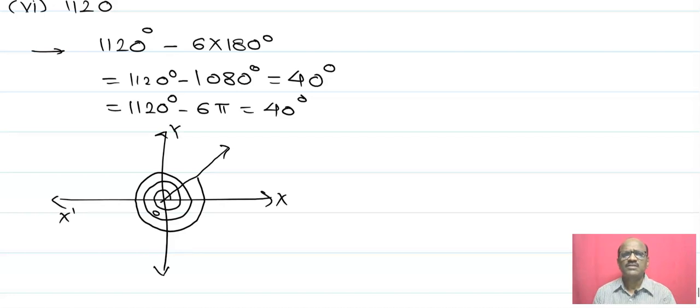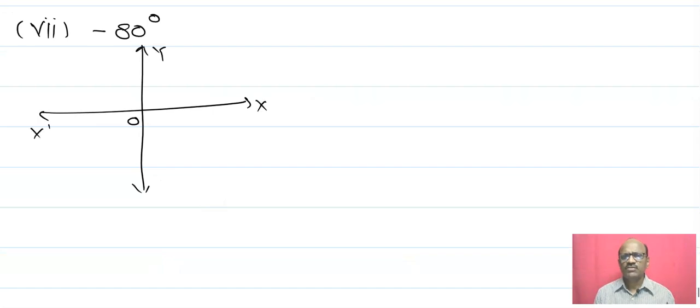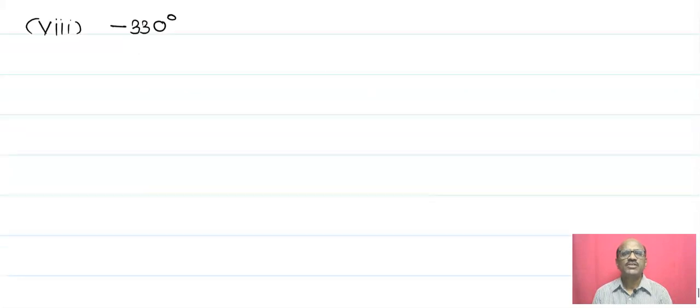Therefore, it comes in the first quadrant. I am writing in the fashion of, that is 180 into 6, that is 1080, and after subtraction it becomes 40. Now see this minus 80, it comes in the fourth quadrant. In clockwise sense, angle is negative. When the angle is negative, then rotate in the sense of the clockwise. That is the fourth quadrant. When angle is positive, then it is anti-clockwise.